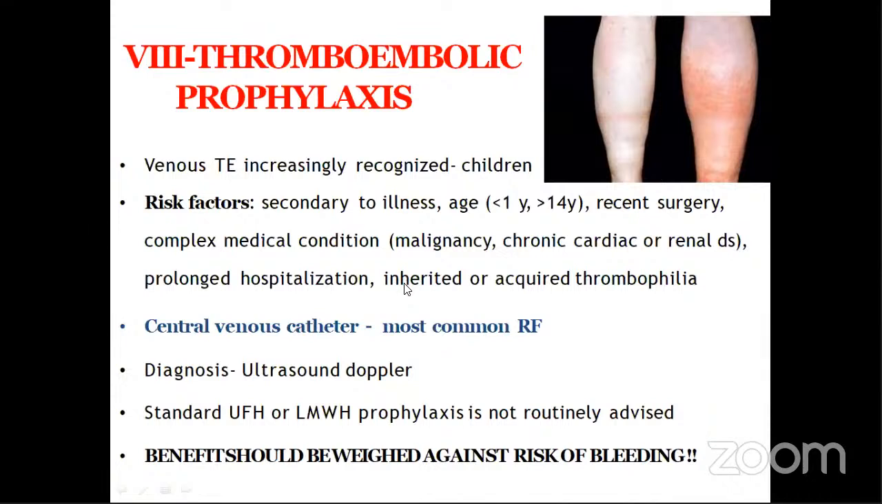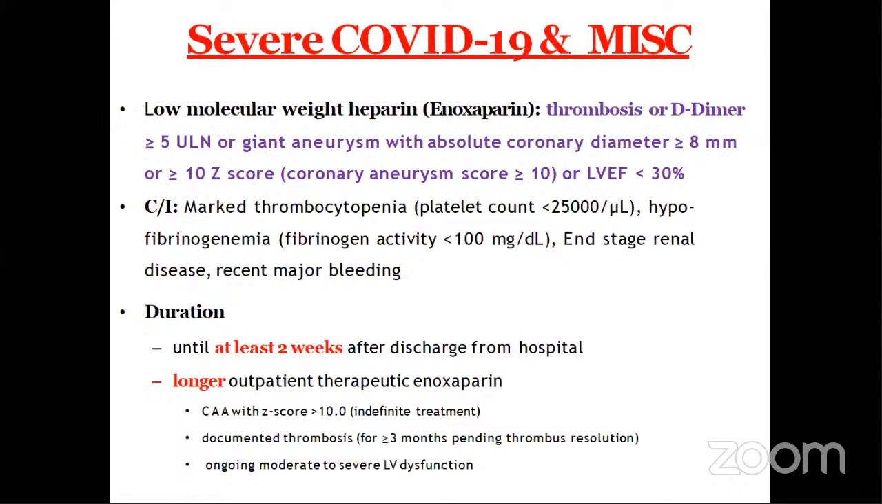Now, standard unfractionated heparin or low molecular weight heparin prophylaxis is not routinely advised. But since we are talking of severe COVID-19 and MIS-C, here we do have an indication of low molecular weight heparin in the form of enoxaparin if the patient has evidence of thrombosis, or the D-dimer values are more than 5 times the upper limit of normal, or the patient has a giant aneurysm with absolute coronary diameter of more than 8 millimeter, or coronary aneurysm score of more than 10 Z score, or the patient has a left ventricular ejection fraction of less than 30%.